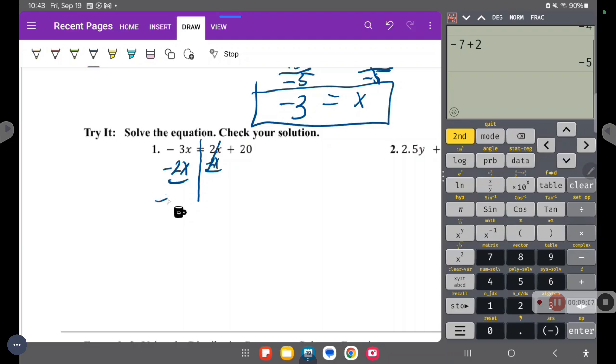These are both negative, so that's -5x. Bring down your equals, and then that is a 20. You just bring down the 20. We then divide by -5, because you divide by the coefficient of the variable. So x equals -4, like that. Please do number 2.